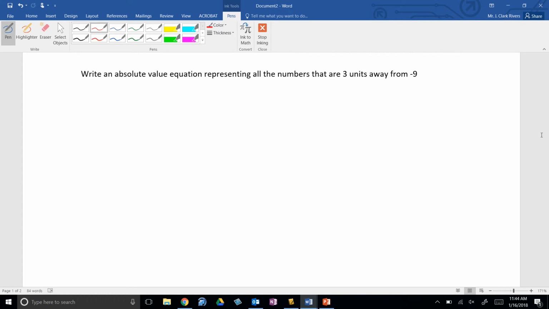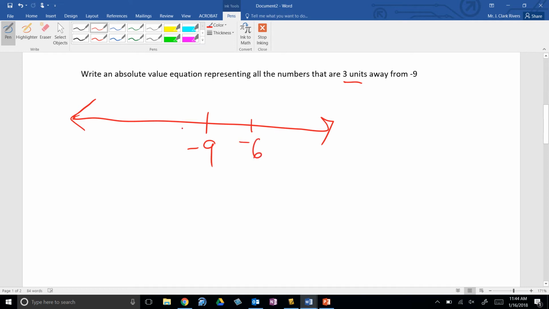Okay, hopefully you have paused the video and worked this out. So here I go now. Write an absolute value equation representing all the numbers that are 3 units away from -9. So we are concerned with the number -9. Do you have to draw a number line here? I think it really helps to get a visual of what's going on. So 3 units away from -9. Well, what's 3 units to the right here? It's going to be what? -6. What's 3 units to the left? It's -12. Again, this is going to be an equation. -6 is 3 units away. -12 is 3 units away.